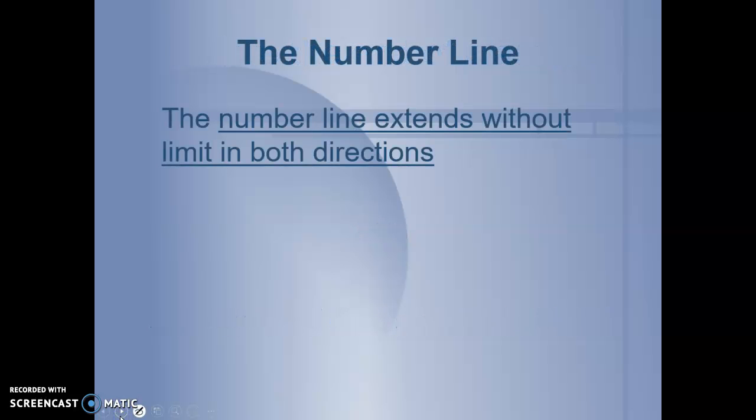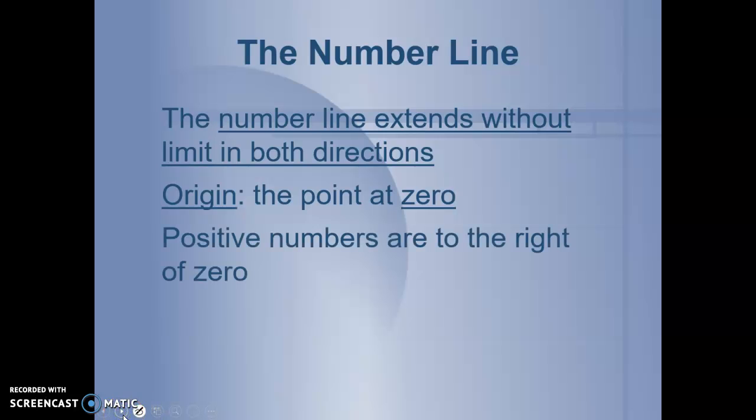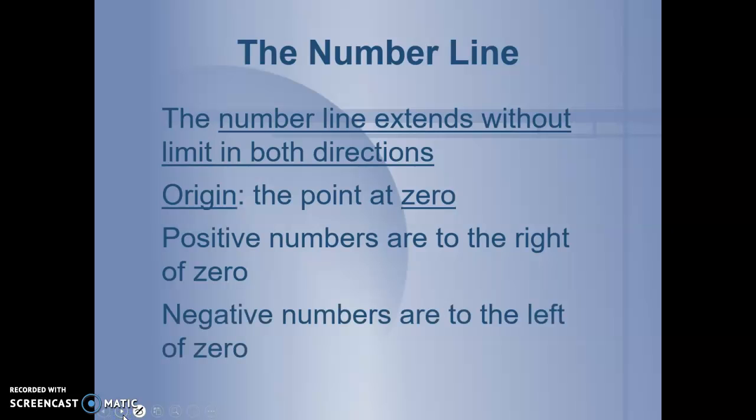So let's talk about the number line. The number line extends without limit in both directions. Our origin is the point at 0. That's the center of our number line. Positive numbers go to the right of the 0, and negative numbers are to the left of the 0.